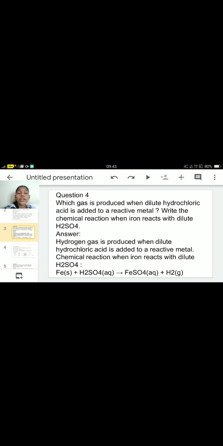Second question: which gas is produced when dilute hydrochloric acid is added to a reactive metal? Write a chemical reaction when iron reacts with dilute H2SO4, that is sulfuric acid. Hydrogen gas will be produced when iron reacts with dilute sulfuric acid. The reaction is Fe plus H2SO4 gives FeSO4, that is ferrous sulfate, plus hydrogen gas evolved.